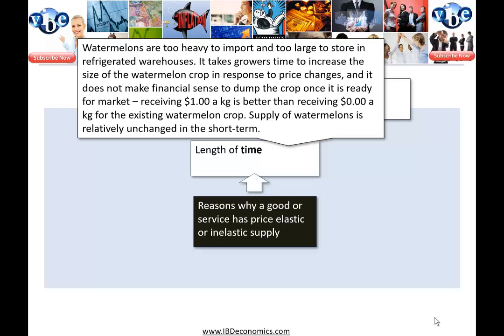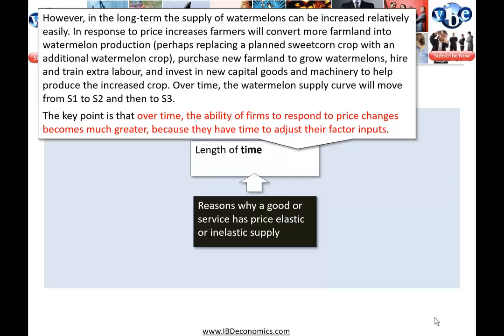So back to our watermelon example. Watermelons are too heavy to import, too large to store. It takes growers time to increase the size of the watermelon crop in response to price changes. It doesn't make any financial sense to dump the crop once it's ready for market. It's better to get $1 than to get nothing. Supply of watermelons is relatively unchanged in the short term. But over time, in the long term, the supply of watermelons can be increased relatively easily.